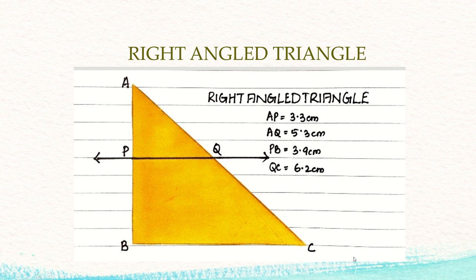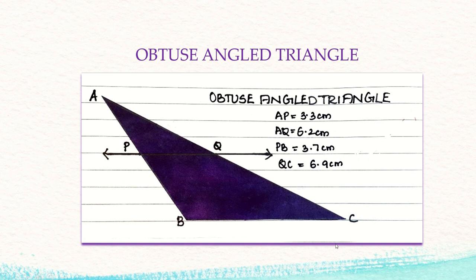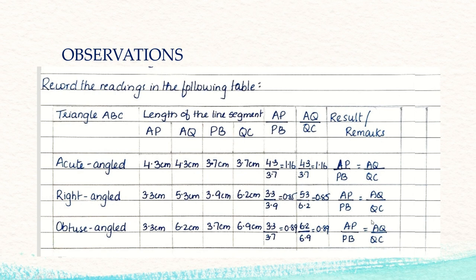Now repeat the same activity with an obtuse angle triangle. Again, find the measurements of AP, PB, AQ and QC. Record all the values in an observation table which is provided here. Acute angle triangle, the measurements of the segments. Same way right angle triangle, mark down the measurements of the segments, and for the obtuse angle triangle.